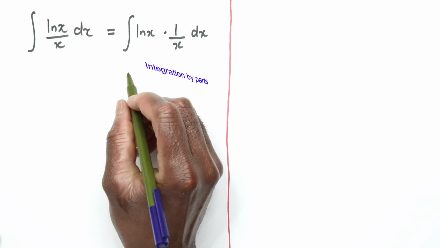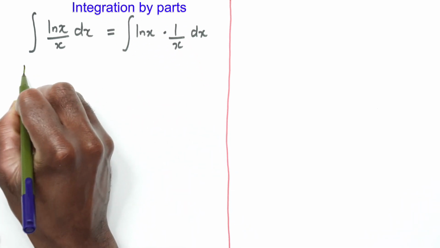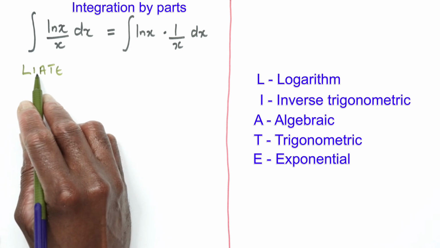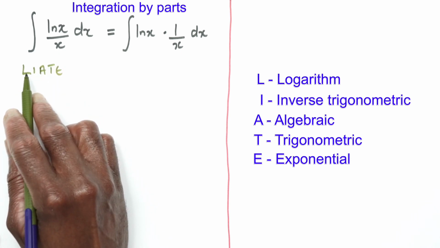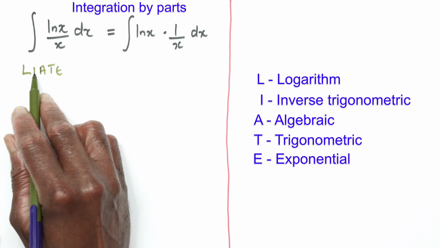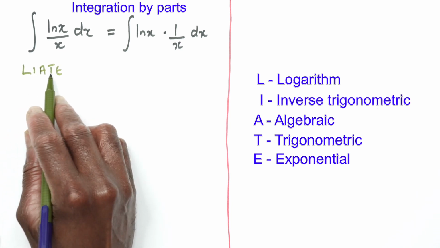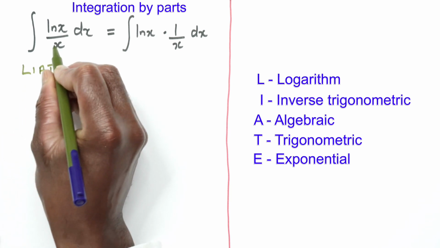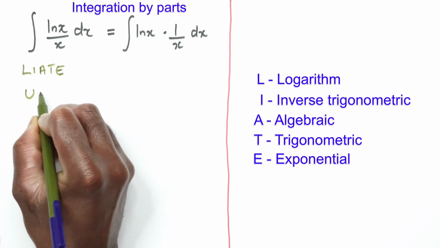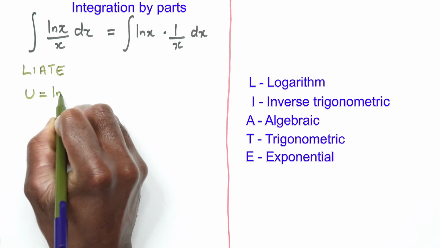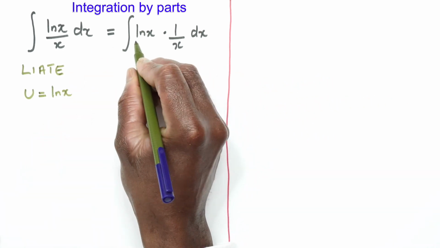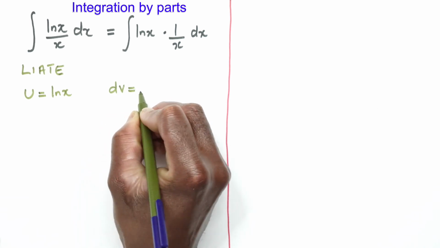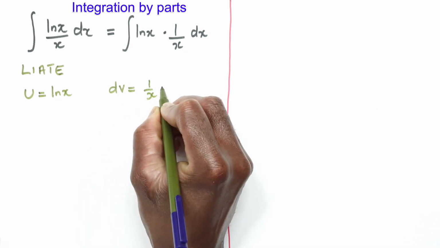Using integration by parts, I need to remember LIATE. Logarithm is first, and this tells us which one to use as u. This is logarithm, this is inverse trigonometry, this is algebraic, trigonometry and exponential. For the logarithm here, I'm going to let u equal ln x. Therefore, if this is u, this will be dv, and dv will be equal to 1 over x dx.